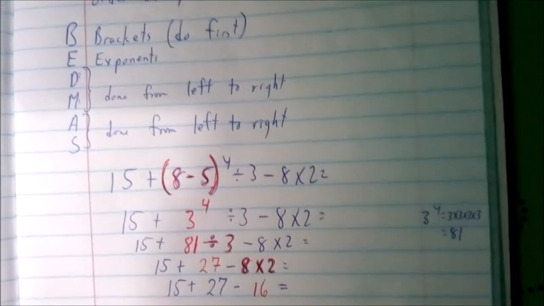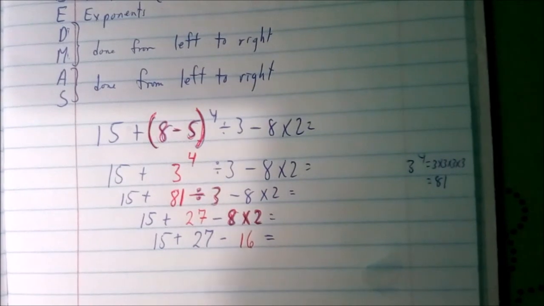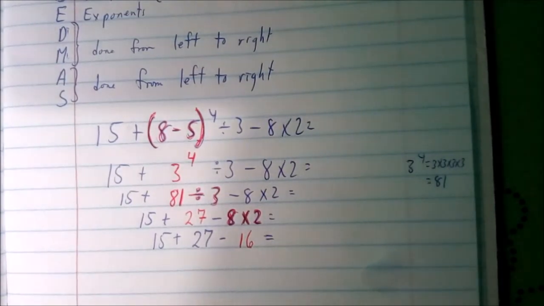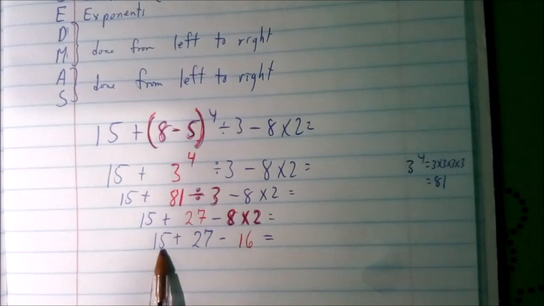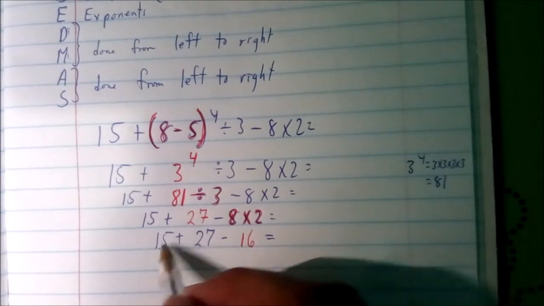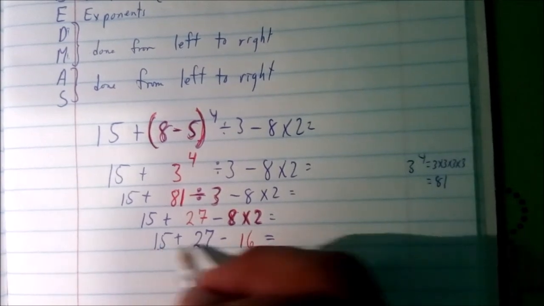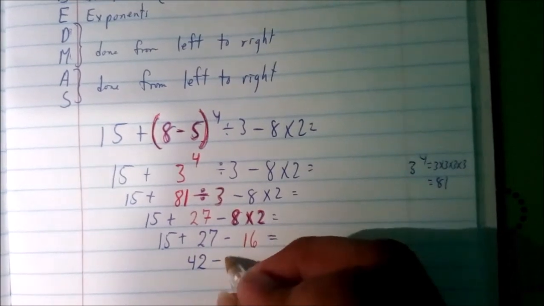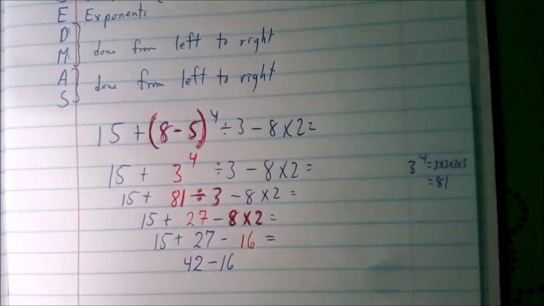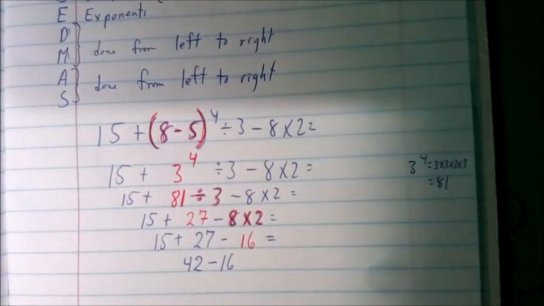Okay, then we are finished with all brackets, exponents, division, multiplication. All that is left is addition and subtraction. Again, it tells you from left to right. So let's say 15 plus 27. How much is that? Well, we're going to work with this. So we say 15 plus 27, that gives us 42, minus 16. Okay, so we're up to that point.